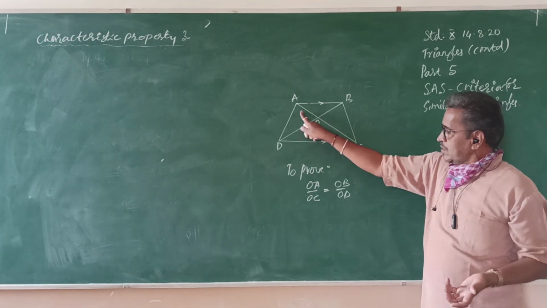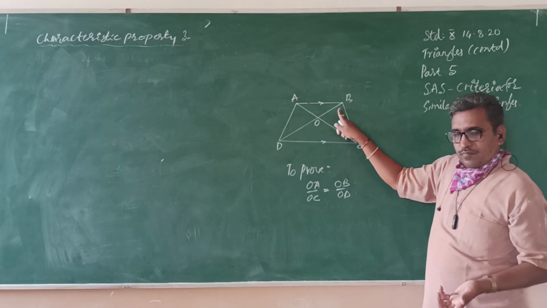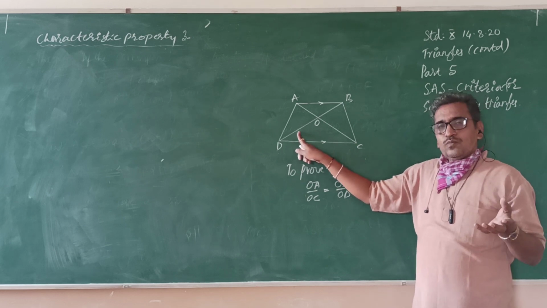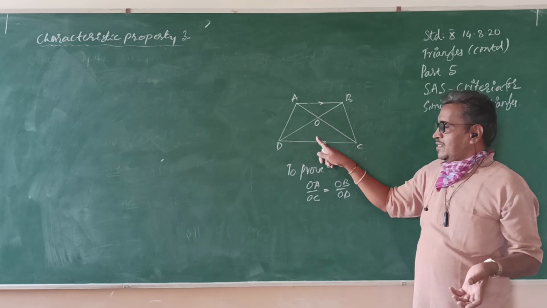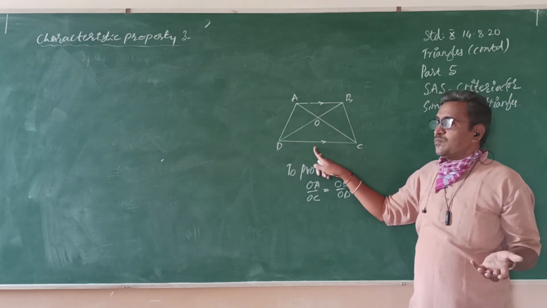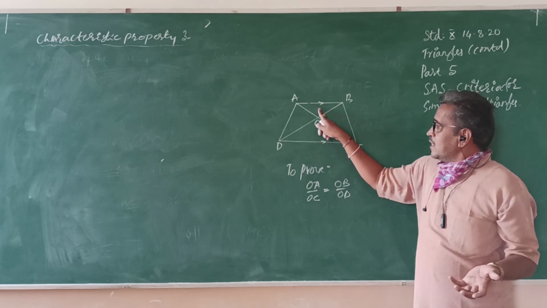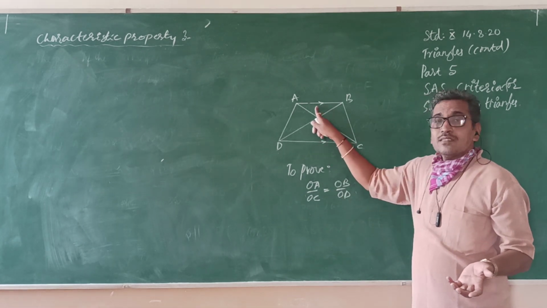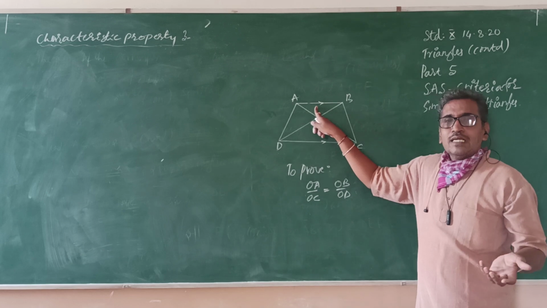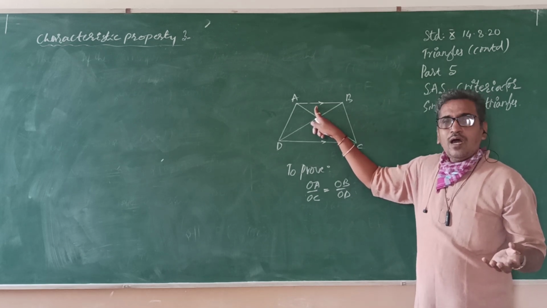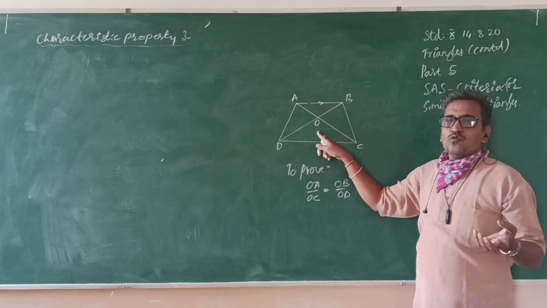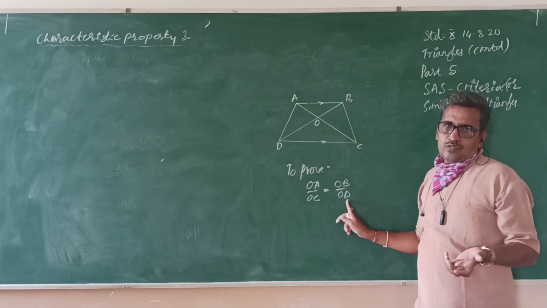OA, OB, OC, OD. These are related to parallel sides, and we know the parallel sides property. So we can consider triangle AOB and triangle COD. Then try to show that these two triangles are similar. To show similarity, we use AA, SAS or SSS. Among these three properties, one must be satisfied by these two triangles. Then we can tell the sides are in proportion.